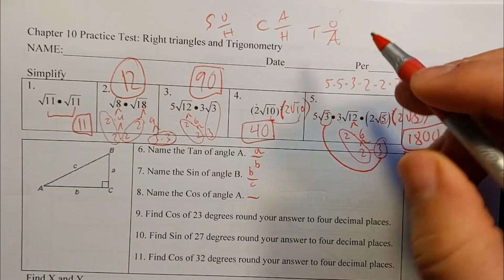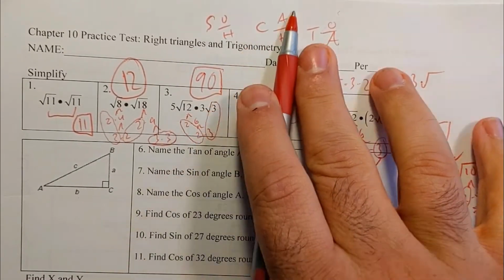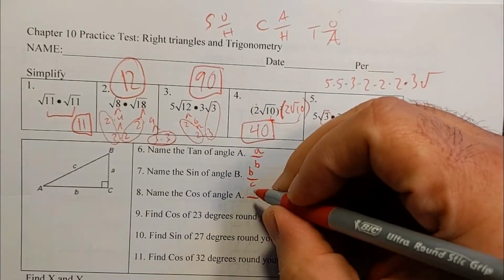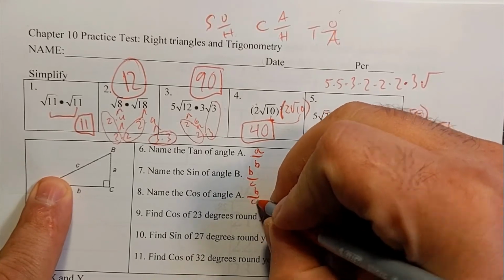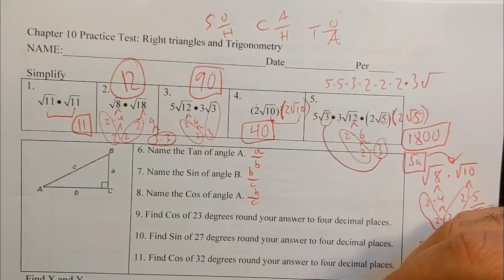Then you do cosine of A. So you come over here, here's cosine, adjacent over hypotenuse. So from A, your adjacent is lowercase b, your hypotenuse, lowercase c. Number 9, 10, and 11.